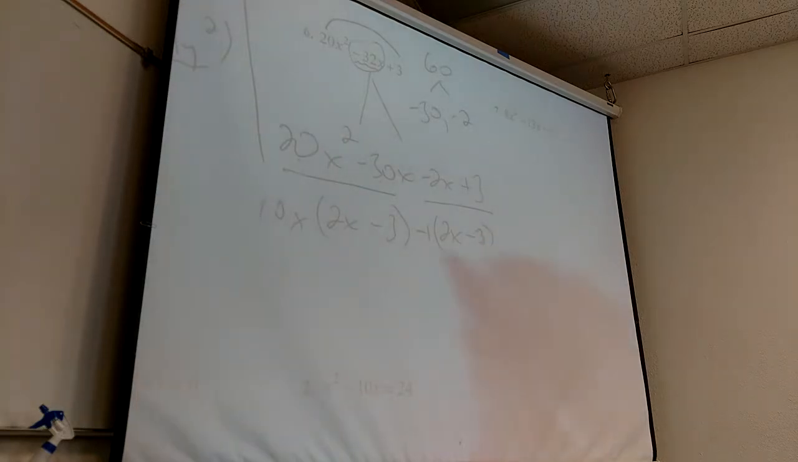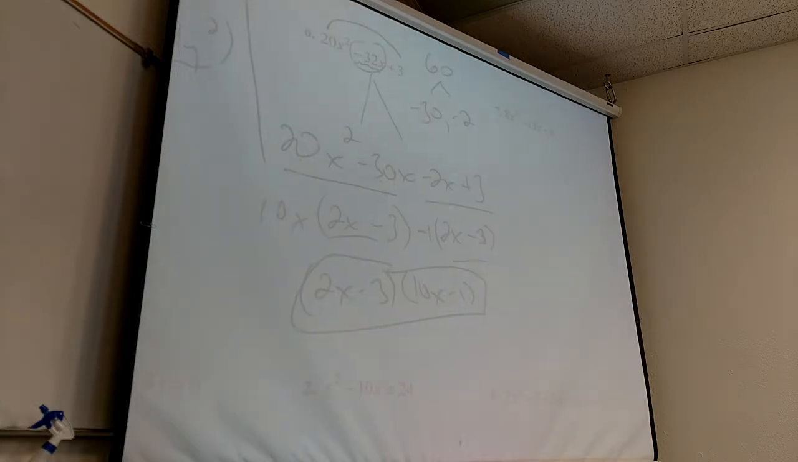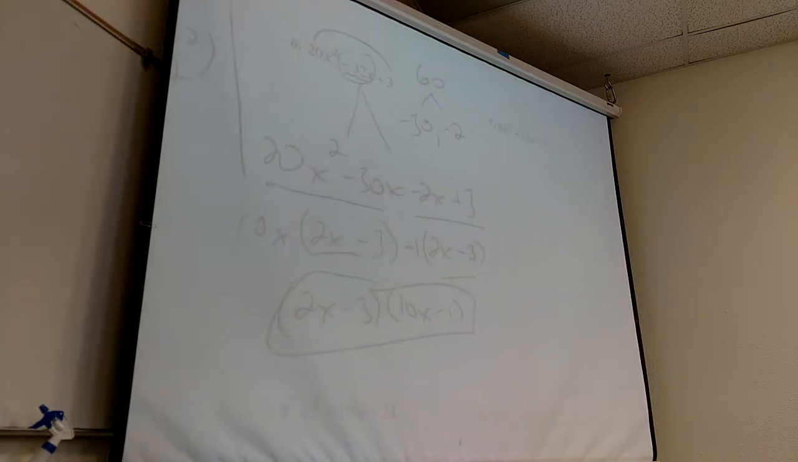And why is that good? Because then I can finish it up. So what comes out? 2x minus 3. What's left? 10x minus 1. Freaky. I got the same answer, but instead of the 10x, I took the 2x out and put 2x.